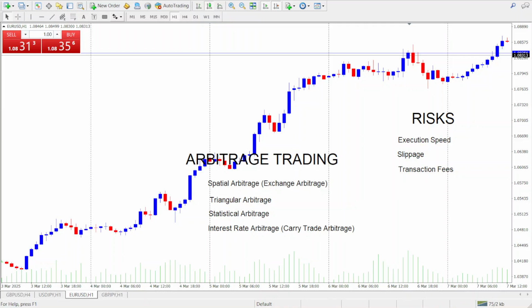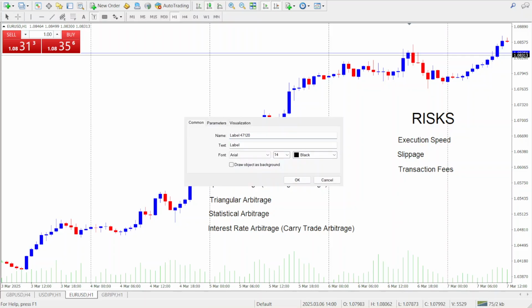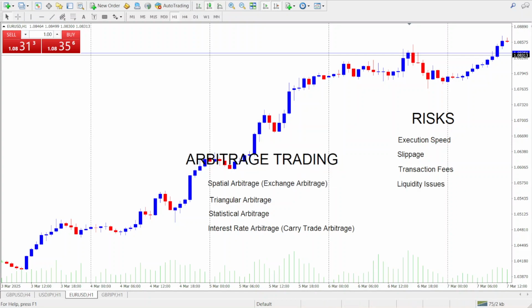Finally, we have liquidity issues. Some arbitrage opportunities exist in low volume markets, making it hard to execute large trades without affecting the price. So you might want to stick to high liquidity pairs whenever possible. By understanding these risks and planning your trades strategically, you can maximize the effectiveness of your arbitrage trading.